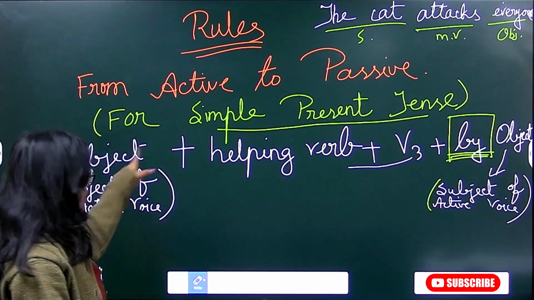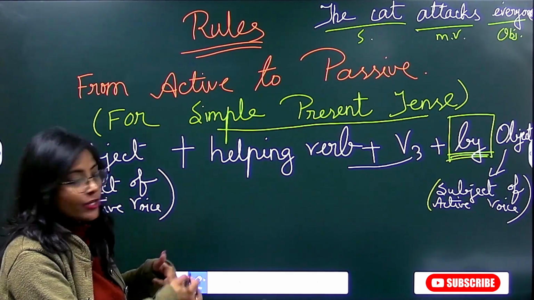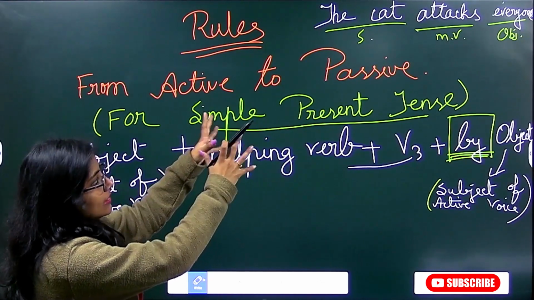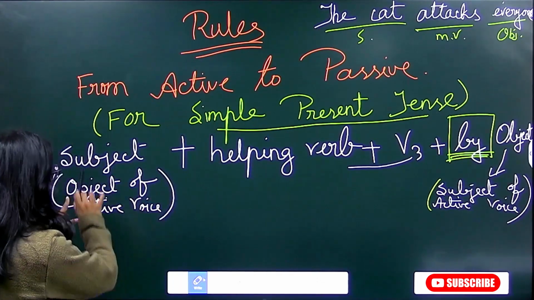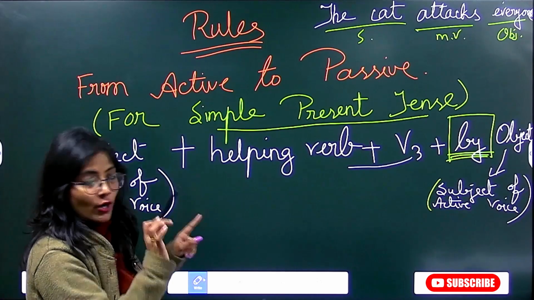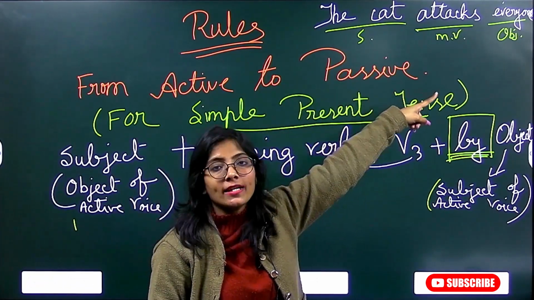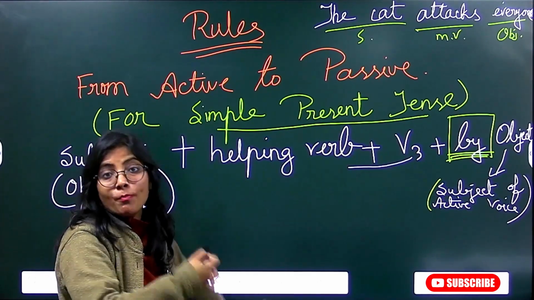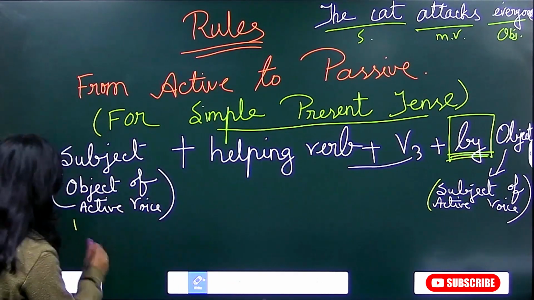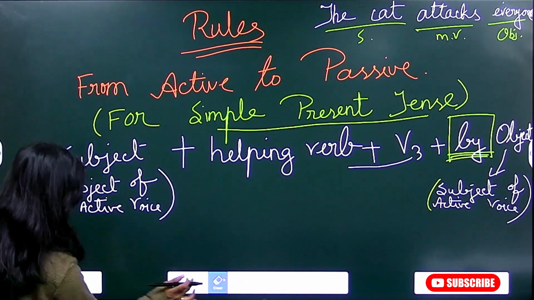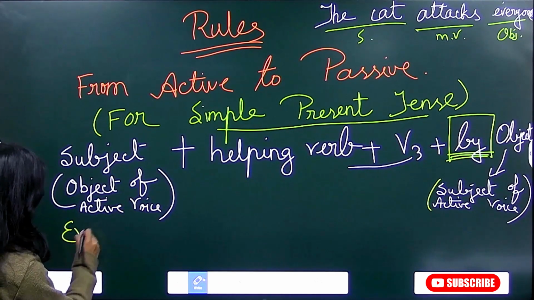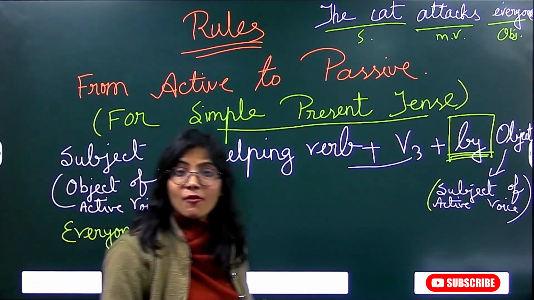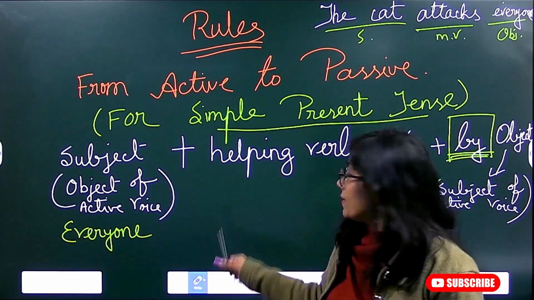Now, using this rule again, I'll change it very quickly and it's very easy because the rule is still the same. You just have to put the things in its correct order. So, subject, which is object of the active voice. Now, here in this sentence, who is the object? Everyone, right? So, everyone will be the subject in the new passive voice that we are going to make. So, here it is. Everyone. Now, with that, we have to add helping verb.